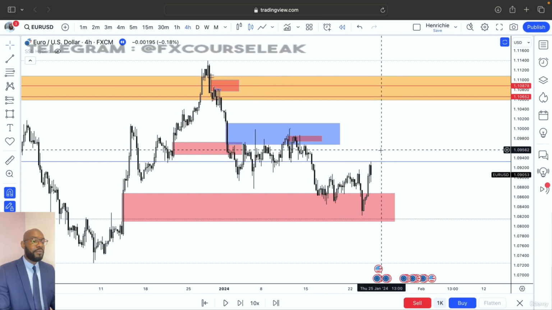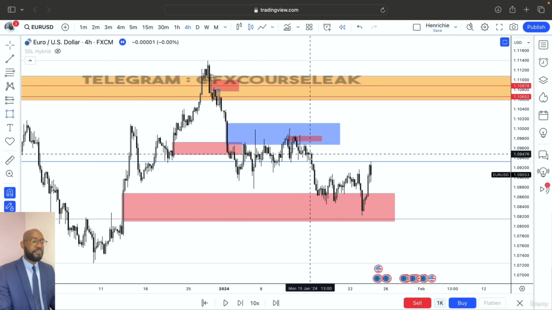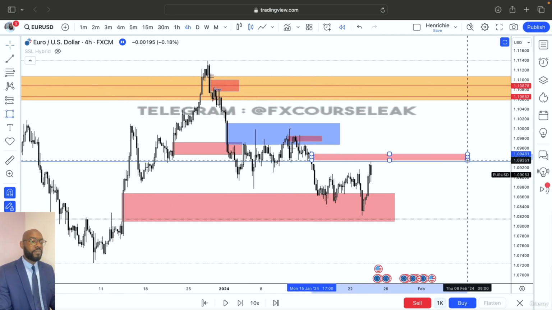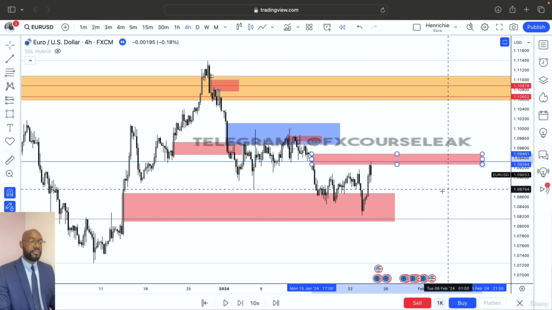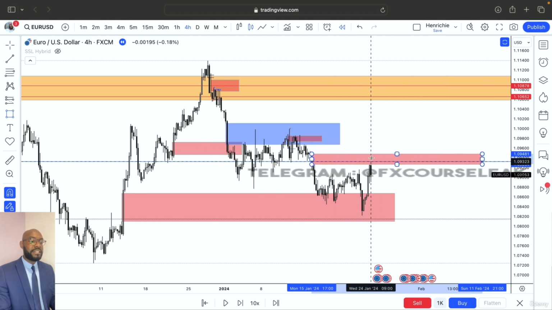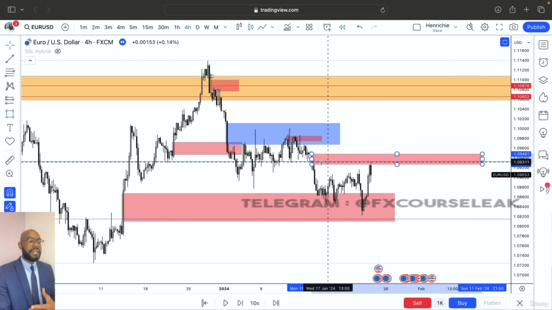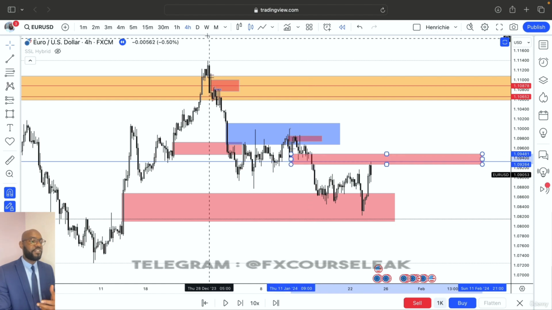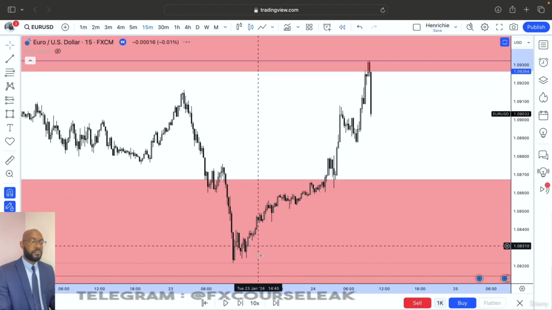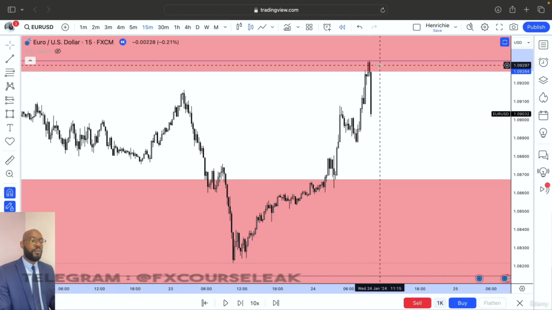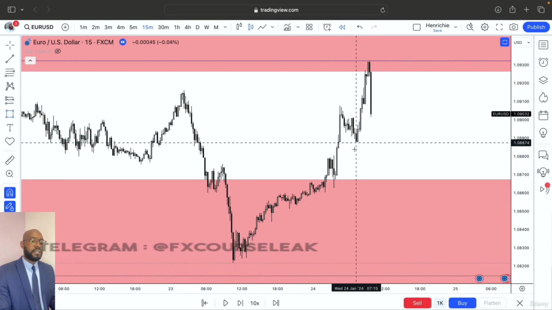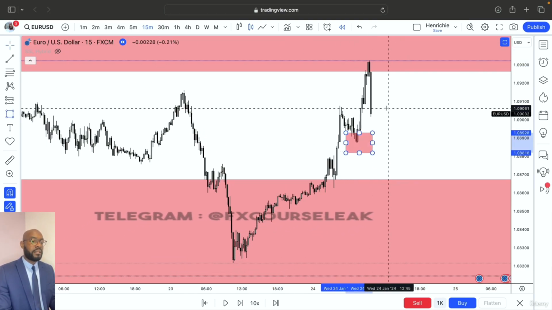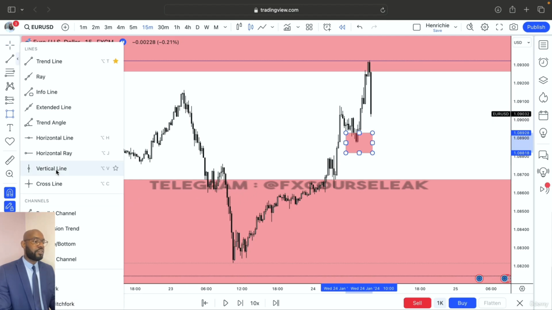So right now we're looking at another setup. You can see this inefficiency right here. This inefficiency resting right here. All we want to see is price hits this inefficiency, and then we want to see a 50-minute shift of market structure from this inefficiency. Now this is a low, this is a high. You can see that very clearly. All we want to see is a break of structure.